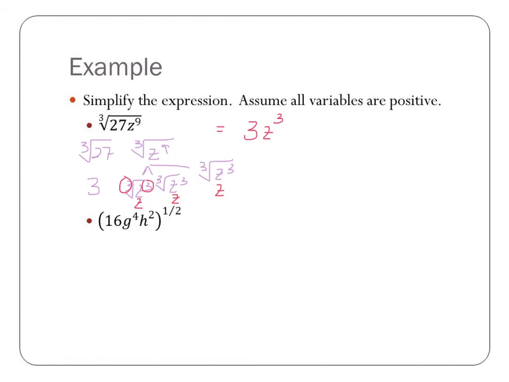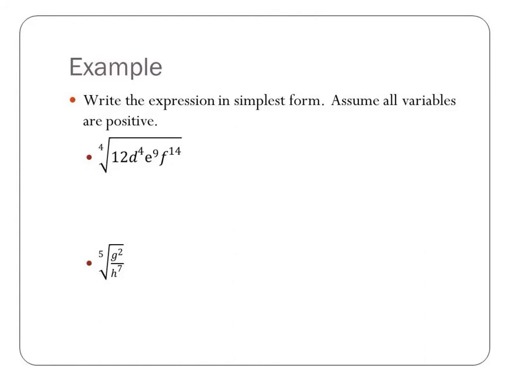So this next one, again, this is similar to taking the square root. Square root of 16 is 4. G to the, so we are multiplying because we're doing an exponent to an exponent, so g squared h to the first, and you are done.